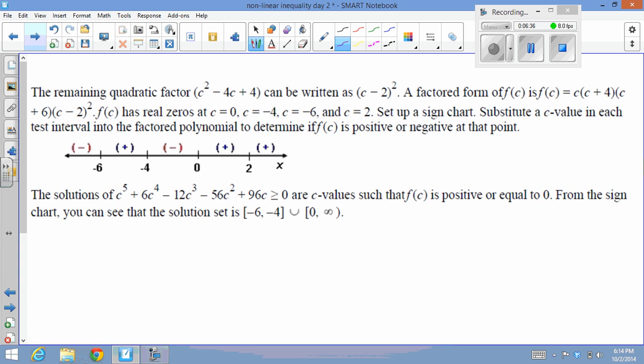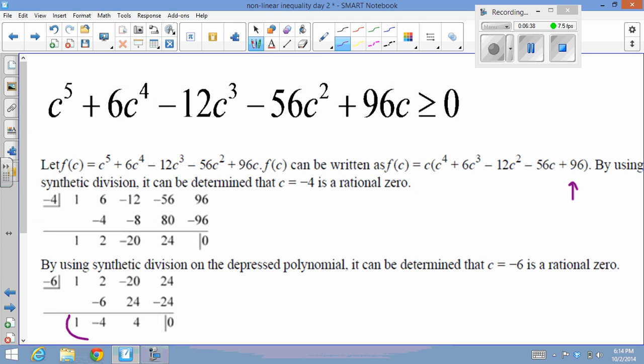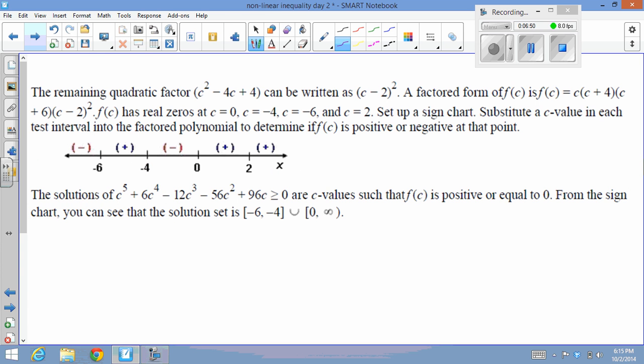And then I'm left with a quadratic equation down there, in this case c squared minus 4c plus 4, which can be factored. So then that gives you your final roots. So then the factored form we would have for that polynomial is c times c plus 4 times c plus 6 times c minus 2 quantity squared. And I get all my different zeros.